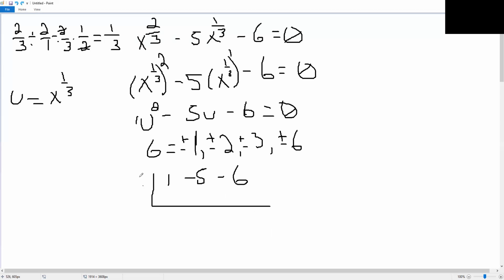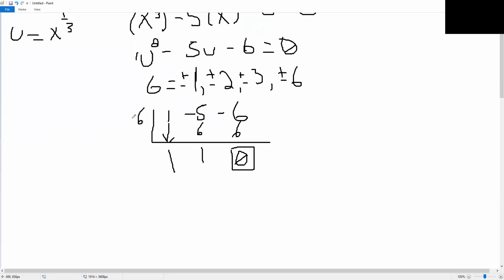So let's keep going. Sometimes you have to. Let's try 3. 3 times 3 is 9. This is like 4, and 3 times 4 is 12. That ain't working. All right. Let's try 6. Bring down 1. 6 times 1 is 6. This is 1. 6 times 1 is 6. Oh, there's 0 right there. We found it. So it's actually the 6 this time, instead of being the 1 or the 2.